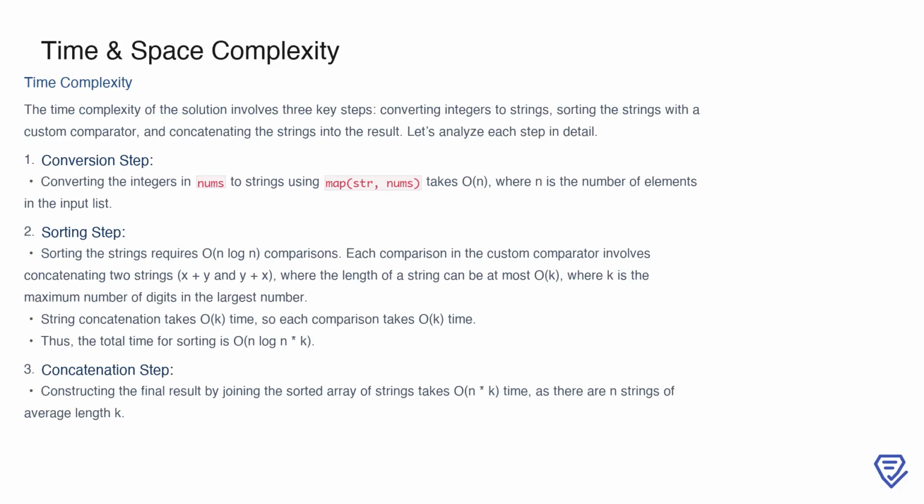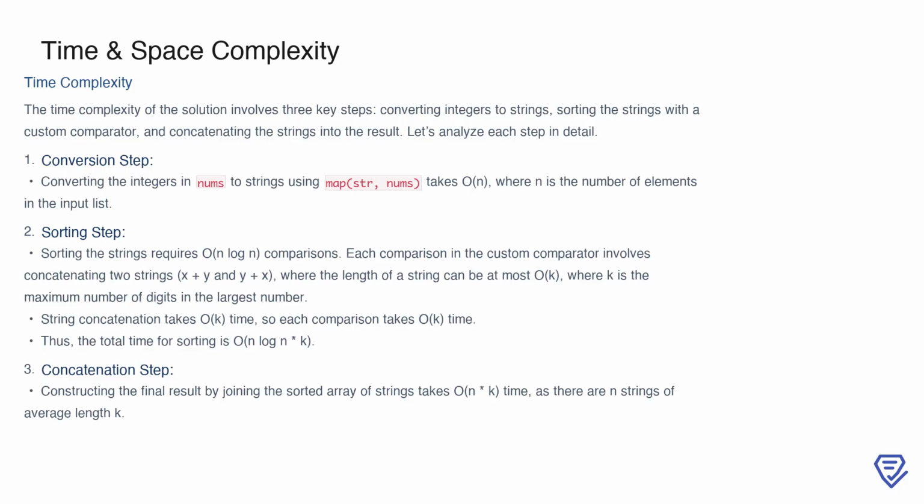To analyze the time complexity of our solution, we break it into 3 major steps: converting integers to strings, sorting the strings with a custom comparator, and concatenating the strings into the final result. First, the conversion step involves transforming all integers in the input list to strings. This is done using the map function, which processes each of the n elements in the list, resulting in a time complexity of O(n).